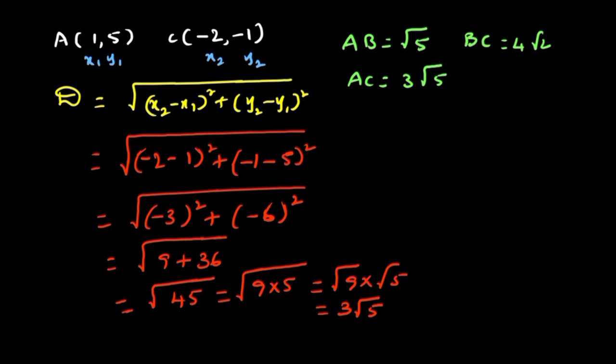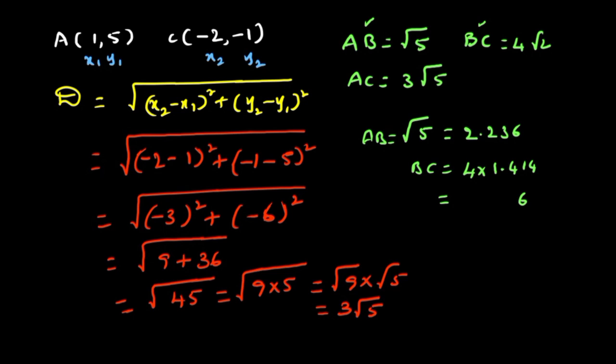By observing we can understand the sum of the two. For example, if I take AB plus BC: the AB value is root 5, which is 2.236. And the BC value we got is 4 root 2. 4 root 2 means 4 into the root 2 value, which is 1.414. Multiplying 4 into 1.414, we get 5.656 as the result of BC.